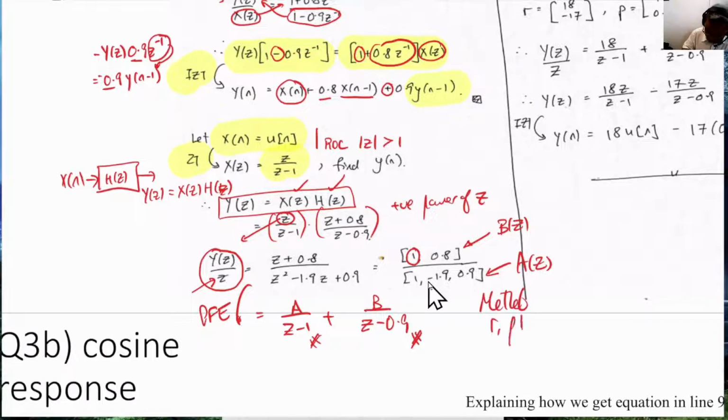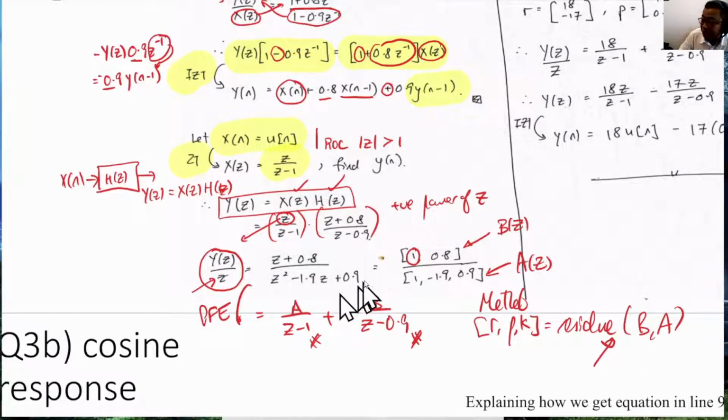[r, p, k] equals residue, and then we can put b and a. Now remember, I am using residue and not residuez because now I'm expressing it in positive powers of z. Residue was used in the Laplace transform for partial fraction expansion. Now we are showing you that it can be used for the Z-transform. Simply treat z as s in this example.